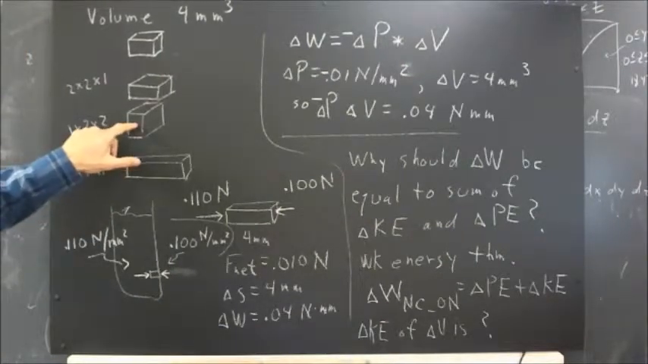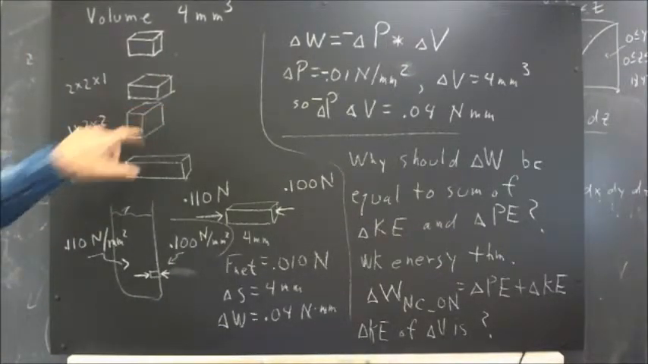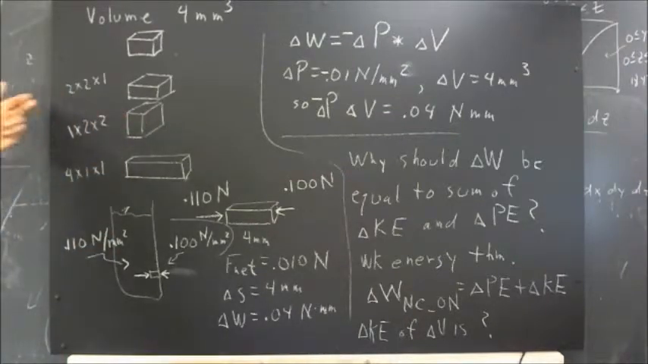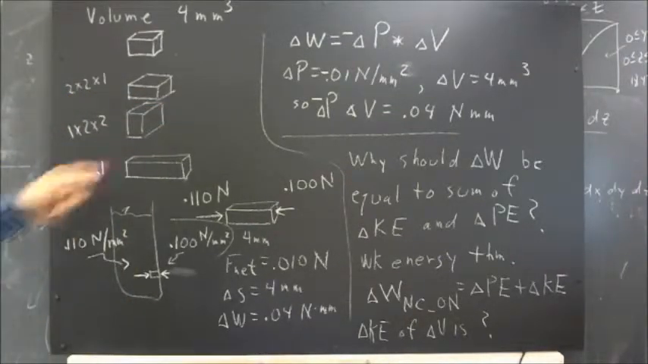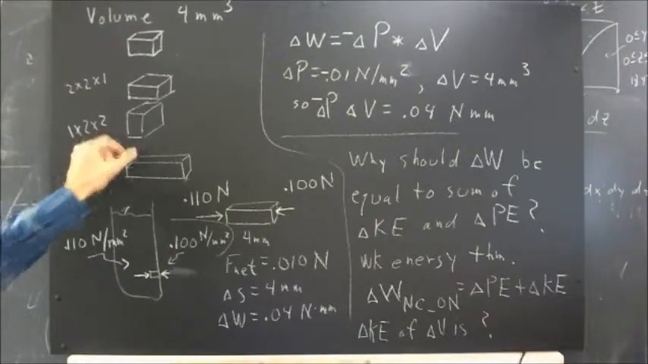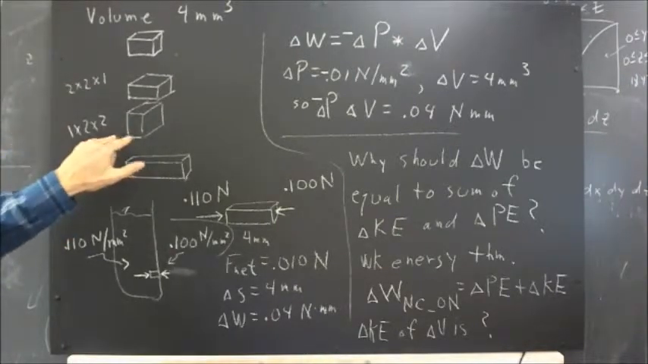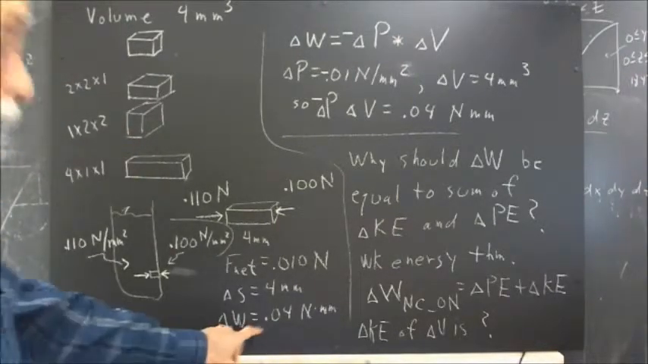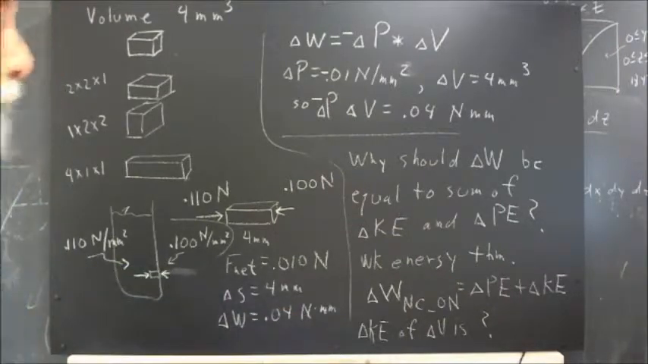And in this case, you can verify that you're going to have 4 square millimeters on each of these faces. So you're going to have 4 times the net force, but you're only going through 1 millimeter. You're going to have 4 times the force through 1/4 of the distance. You're still going to end up with 0.04 Newton millimeters.